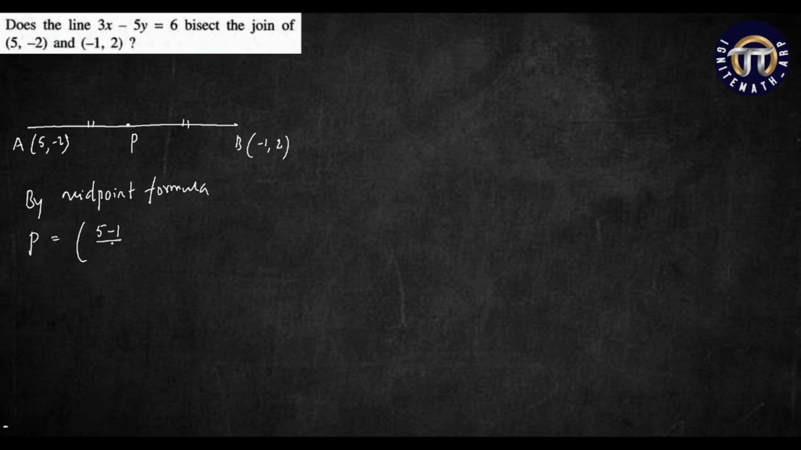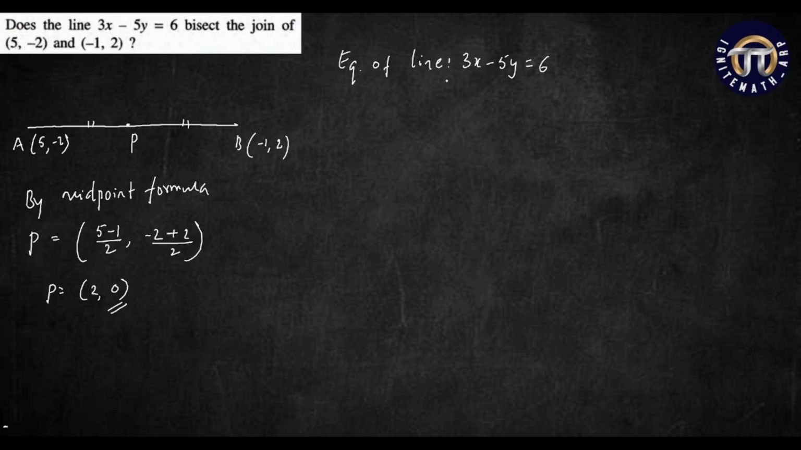That is (5 minus 1) by 2, (2 plus 2) by 2. So I can write this one as 4 by 2 is 2, 0 by 2 is 0. So the coordinate of P is (2, 0). Now you are given the equation of a line. The equation of the line is 3x minus 5y is equal to 6. I need to check whether this point lies on this equation or not.